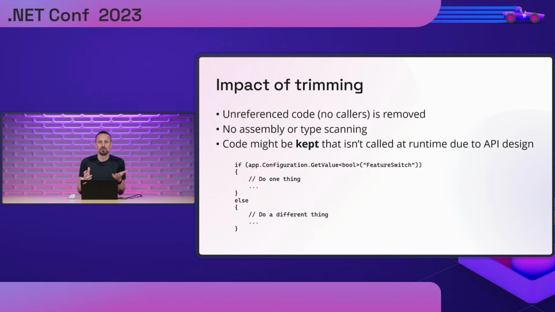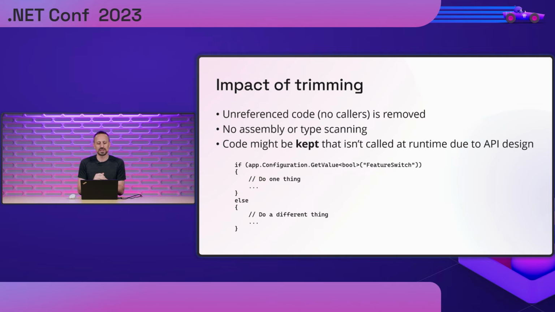And here's a very rudimentary example. Perhaps you have some config feature switch, which you pull out a configuration at runtime, and then if it's one value, you do one branch, and if it's another value, you do another branch. Well, that API design in native AOT will typically result in both branches being kept, even if in a certain environment, only one of them will ever get used.